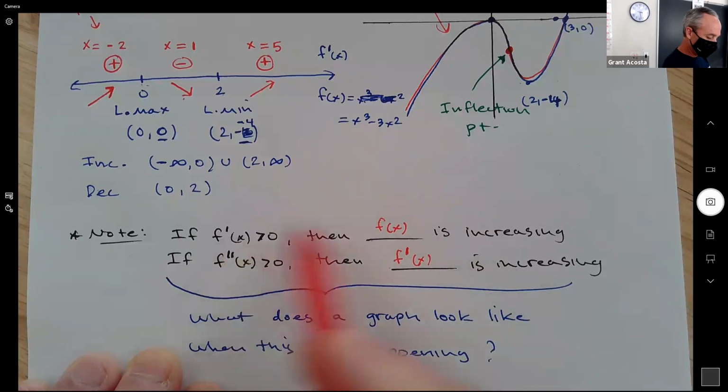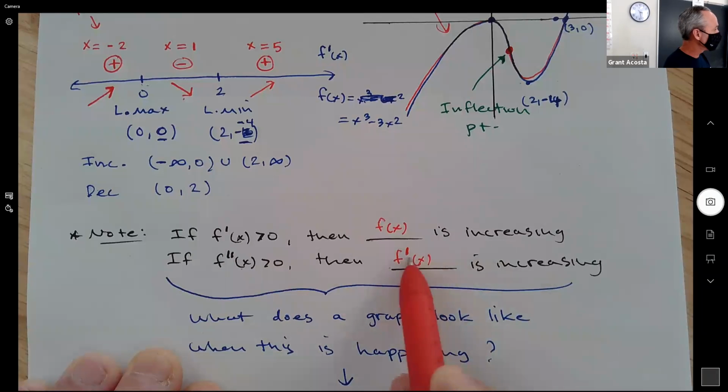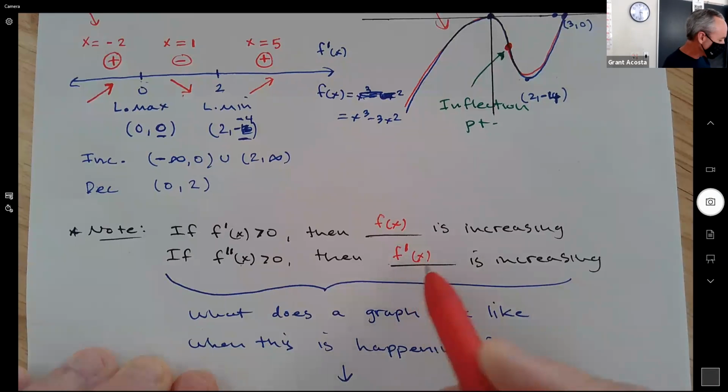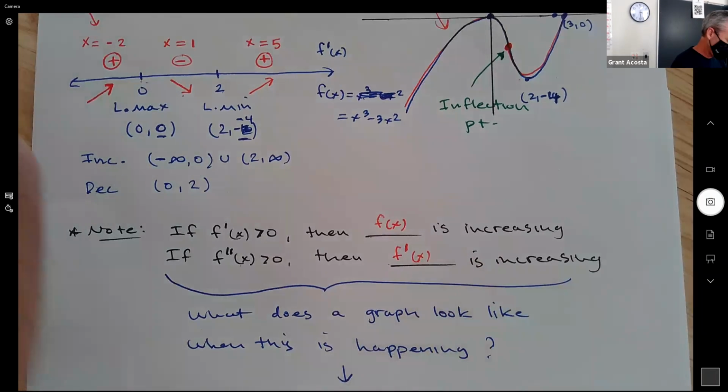Because this is the derivative of that. If this is greater than 0, that's increasing. So if this is the derivative of that, if this is greater than 0, this should be increasing. So the question is then, what does a graph look like where your derivative is increasing? What does that look like? So let me show you on this other page here.